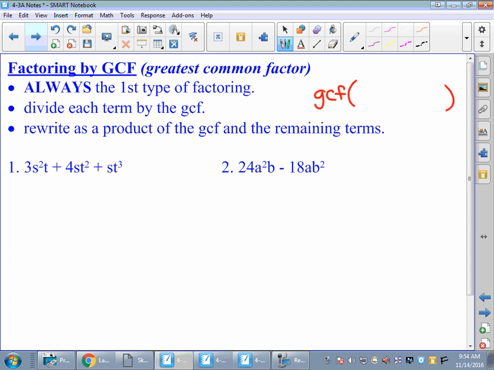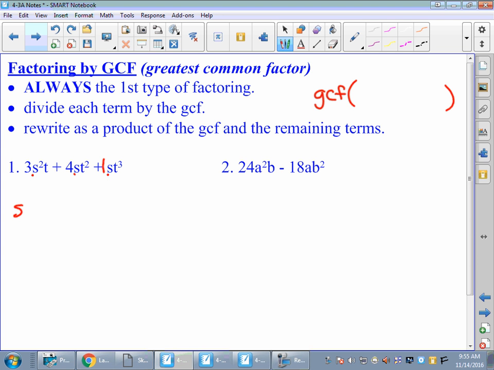So if you look at the first problem here, I see that I have a 3, a 4, and a 1. They have nothing in common, but the variables have something in common. The first one, the second one, and the third one all have S's. Now, the first one has 2 S's, but the other 2 only have 1, so we can't take out 2 if we don't have it. So the biggest amount of S's we can take out is 1 S.